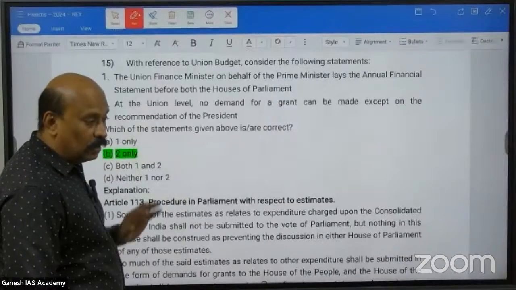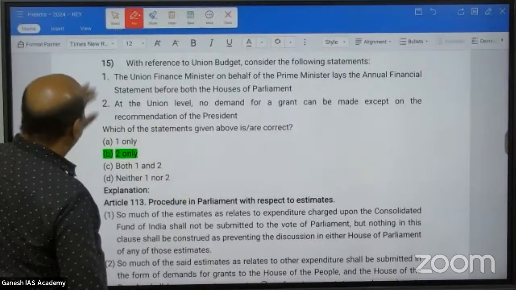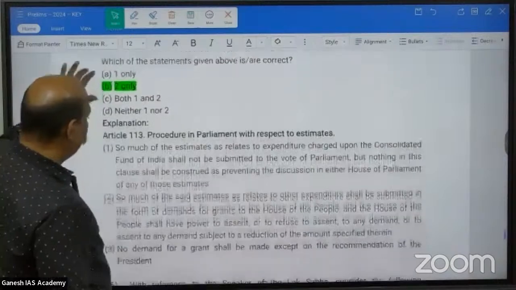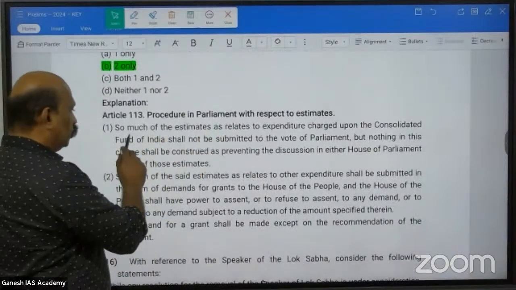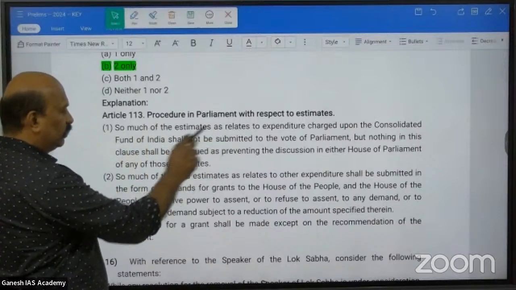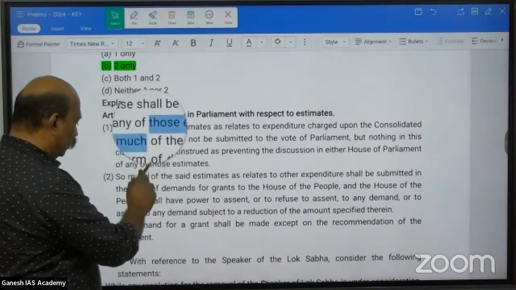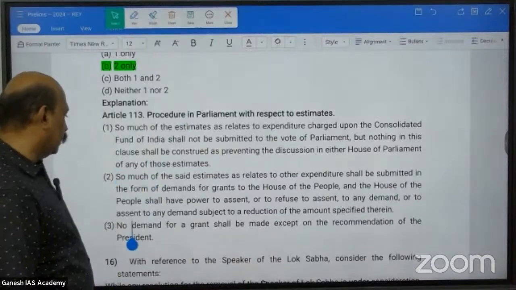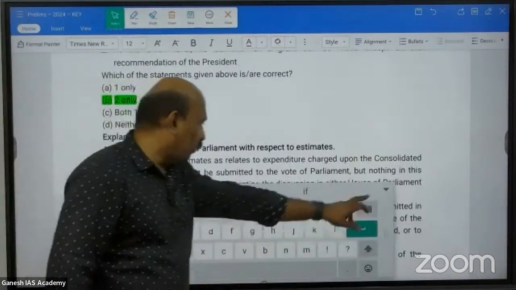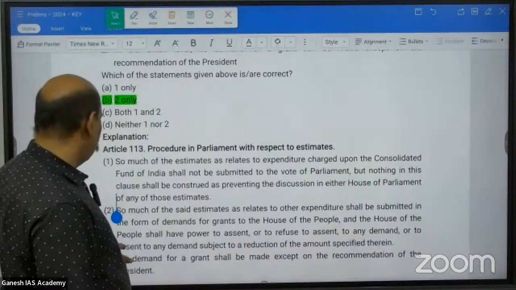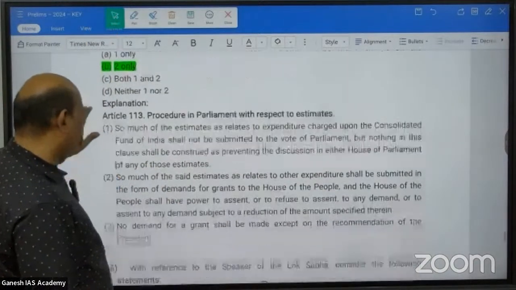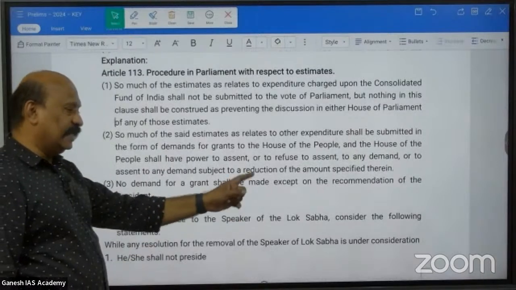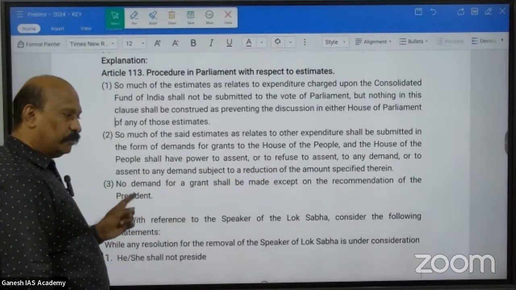So it's very easy to guess, and it is very expressly given in Article 113. See, procedure in Parliament with respect to estimates. So much of the estimates as related to expenditure. See, forget about this. Look at this one, clause 3. No demand for grant shall be made except on the recommendation of the president.